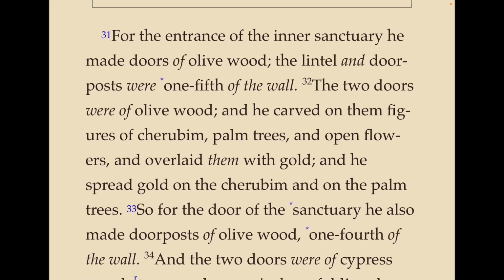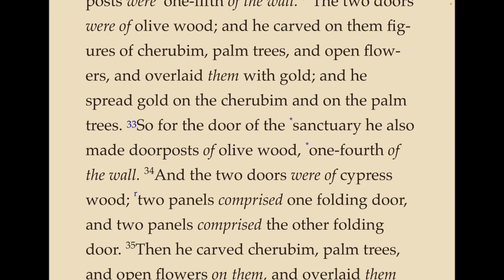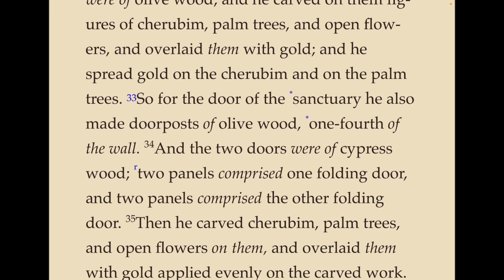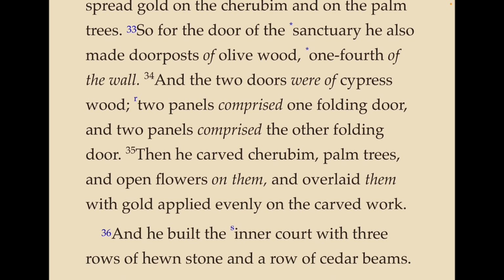For the entrance of the inner sanctuary, he made doors of olive wood. The lintel and doorposts were 1/5 of the wall. The two doors were of olive wood, and he carved on them figures of cherubim, palm trees, and open flowers, and overlaid them with gold. And he spread gold on the cherubim and on the palm trees.